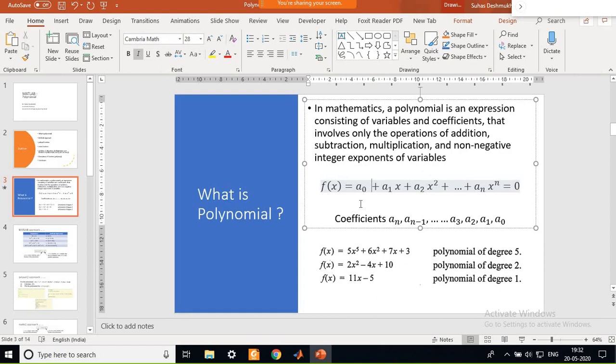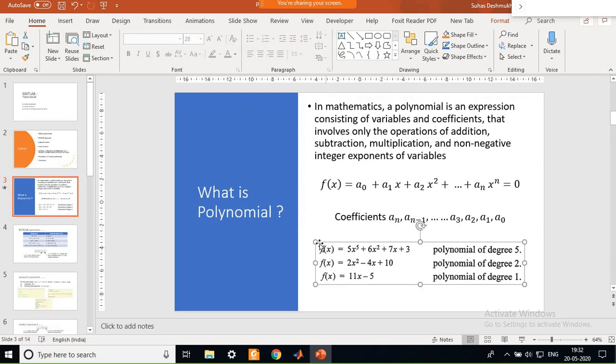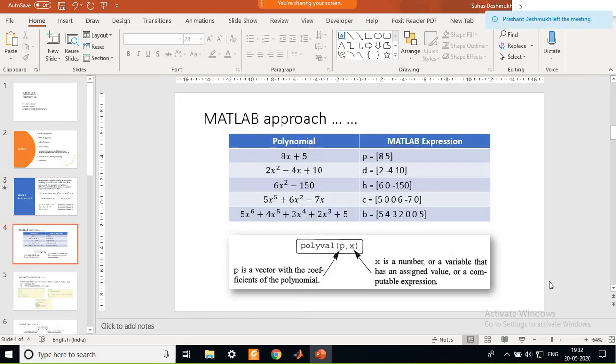This can be used in many places, for curve fitting, for interpolation, and many other places also. Here we can see a few examples of polynomials. One is a fifth order polynomial, another a second order polynomial. A first order polynomial is typically a linear equation, a straight line. So we'll now look at how to have this polynomial in MATLAB.